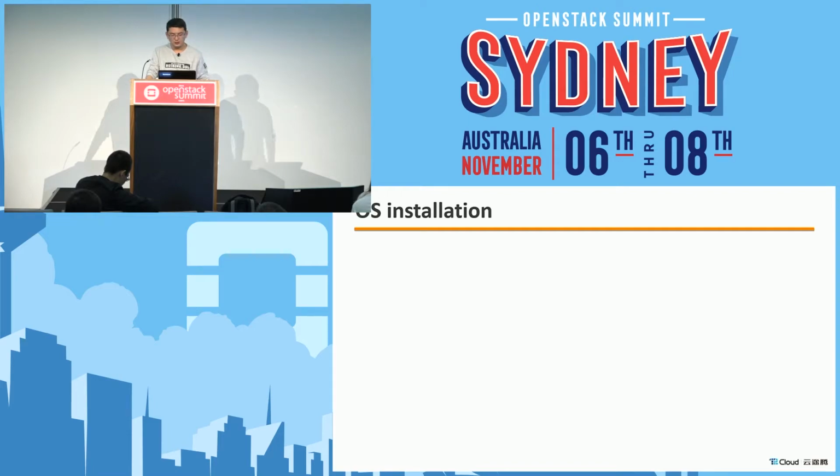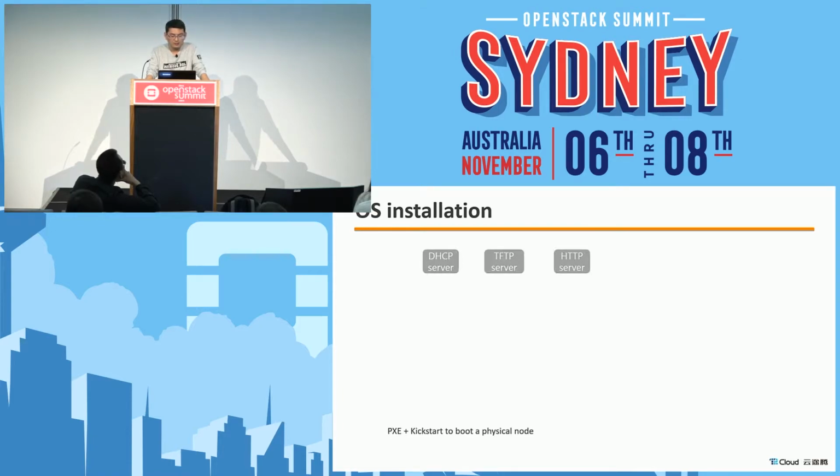To do OS installation automatically, Pixie and Kickstart are usually used. Pixie is a well-known industry standard technology, and Kickstart is a configuration file for OS installation program to follow during the installation process. I will explain how it works. First, several servers must be installed and configured properly. Then you need to set a node to boot from network and reboot it.